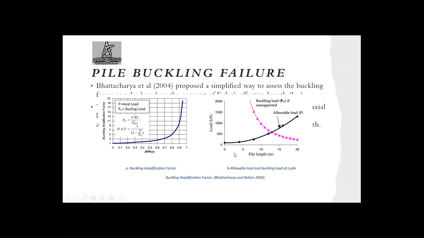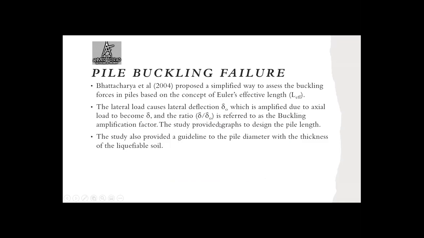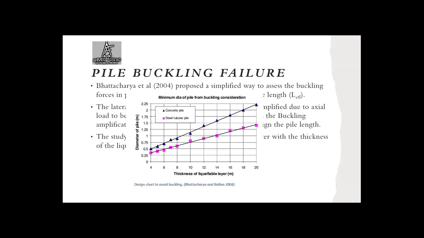Also, in order to design against buckling, the research gave us a guideline to choose the pile length by drawing the graph of the allowable load and the graph of the buckling load, where the intersection between the buckling load and the allowable axial load will give us the ideal pile length. So now we have already calculated the pile length. In order to design the diameter of the pile, that will depend on the thickness of the liquefiable layer and also on the material of the pile. If the pile is concrete or steel tubular, and we already know the thickness of the liquefiable layer, you can calculate the diameter of the pile.